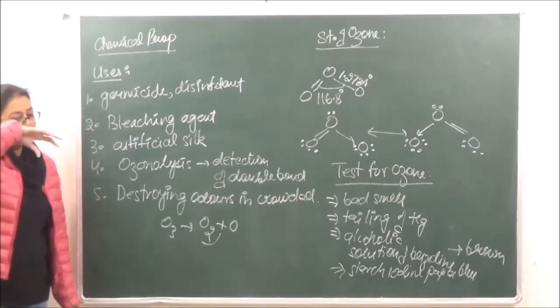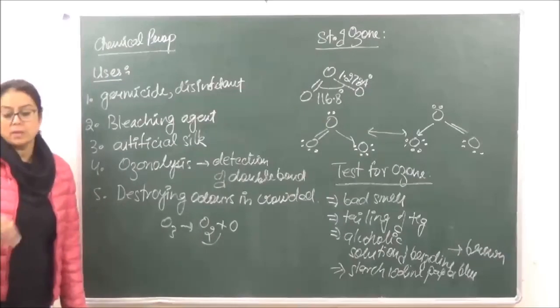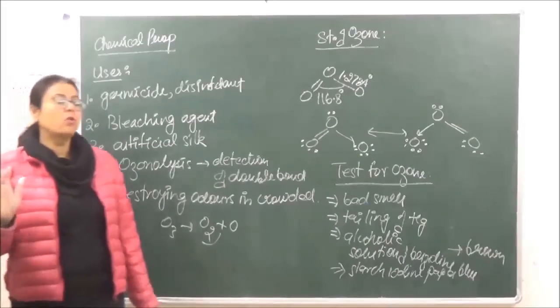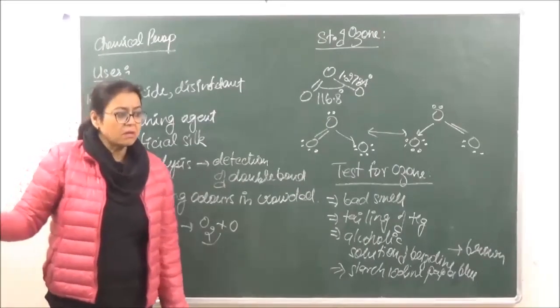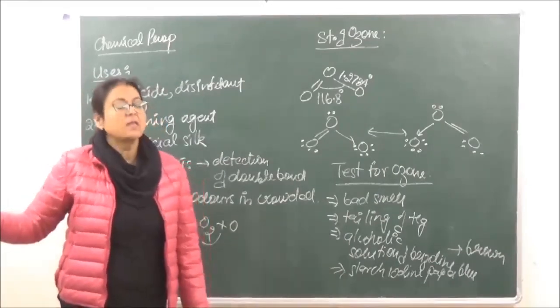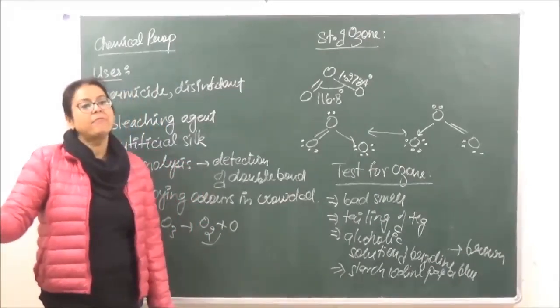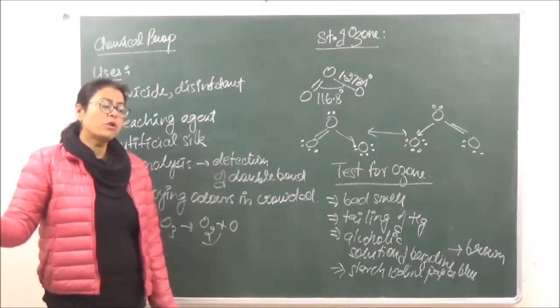So today we are going to do only till here. Tomorrow we are going to finish group 16. We will start with sulfur and then we will go on to the allotropes of sulfur, then sulfur dioxide and finally H2SO4, sulfuric acid.